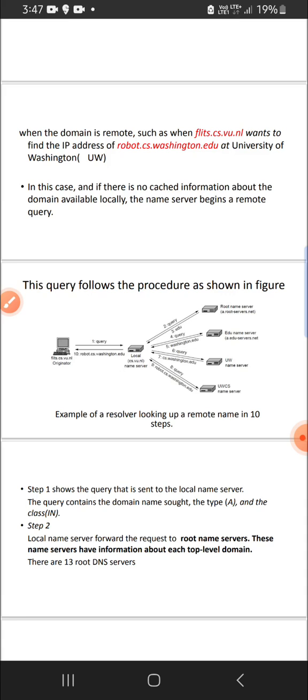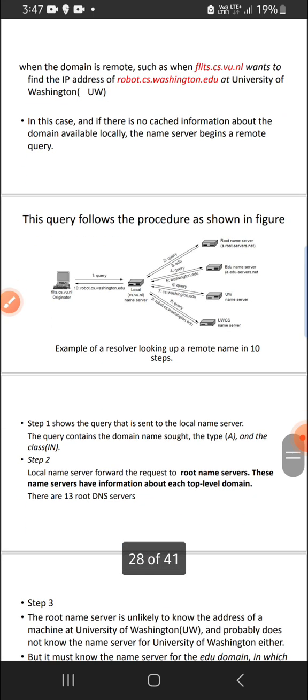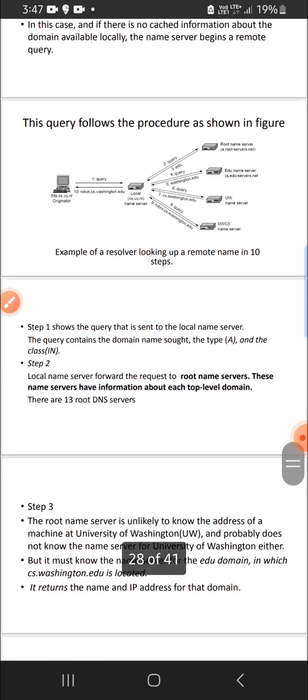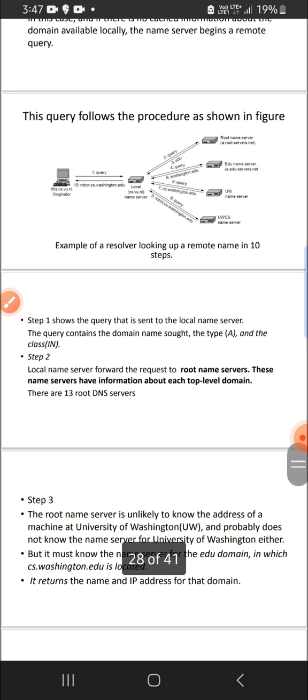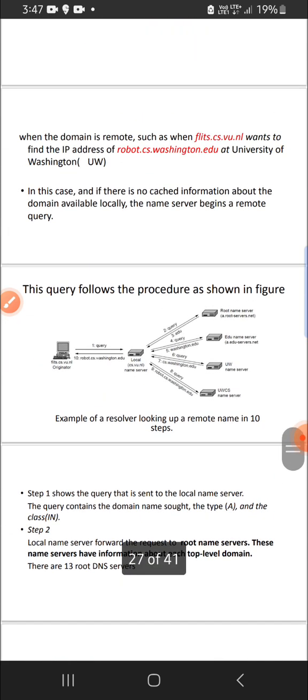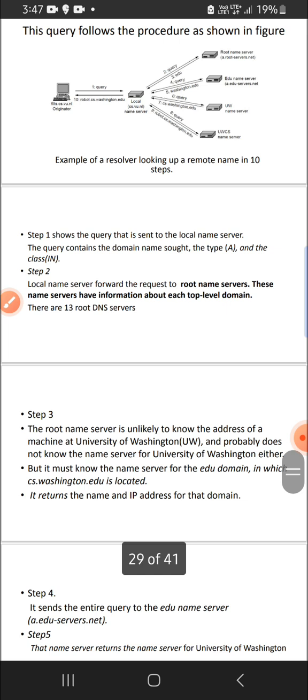These name servers have information about each top level domain. So first they look at .edu. The root name server is unlikely to know the address of the machine at University of Washington, and probably does not know the name server for University of Washington, but it will know about edu. It must know the name server of the edu domain in which cs.washington.edu is located. It returns the name and the IP address for that domain.